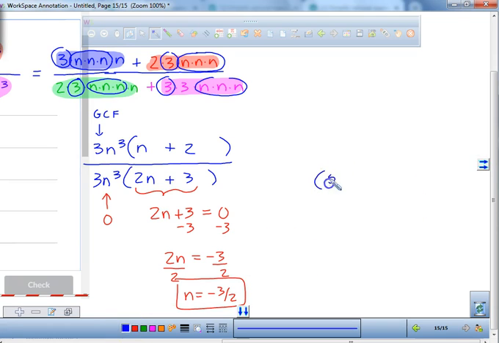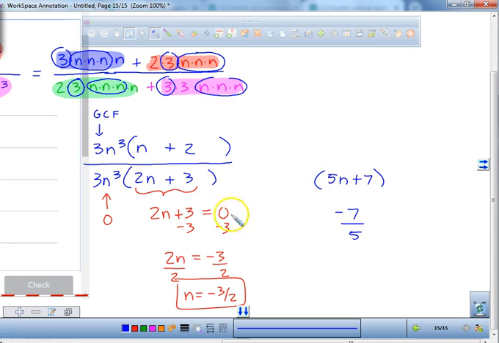What if I said 5n minus 7? What's the negative version of this? Positive 7 over 5. My answer would be 7 over 5. If I put a plus 7 there, then the answer would be negative 7 over 5. It's always the negative version of this number over this number. That's the shortcut that I do in my head.